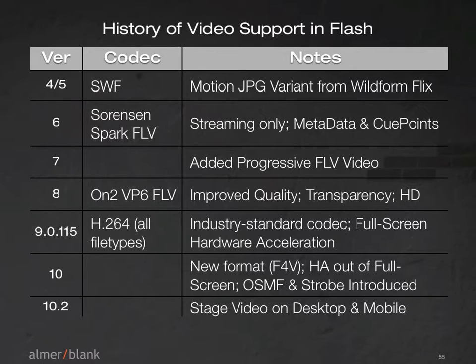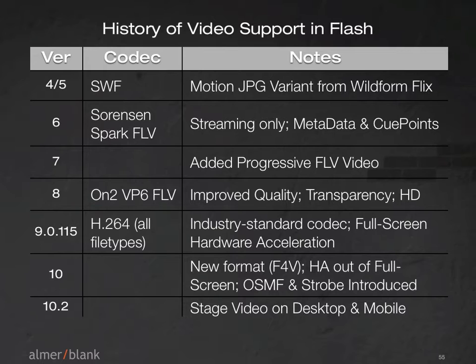H.264 is just the latest codec that was added to Flash. Flash has had video support since about Flash 4, Flash 5. That's when Wildform launched Flix, which encoded video into Flash using a motion JPEG variant. So it was basically just images in a row, and you had to put custom memory management into the video file so it didn't overload Flash.